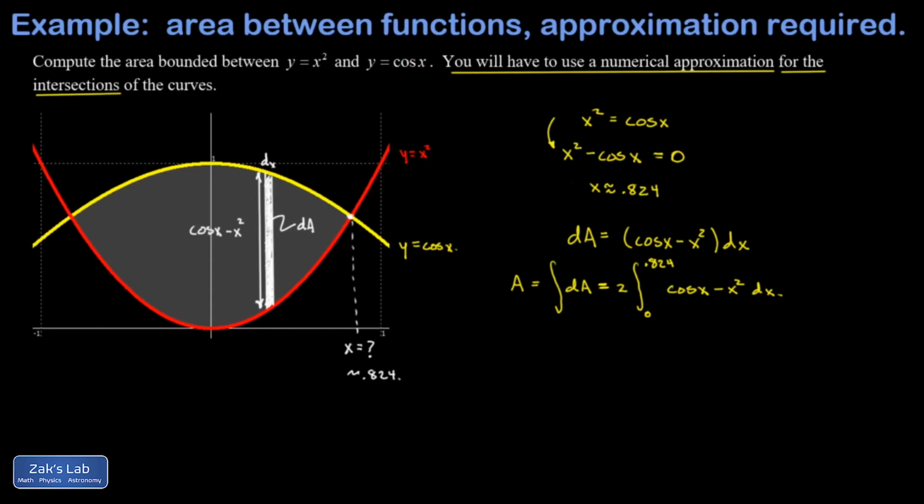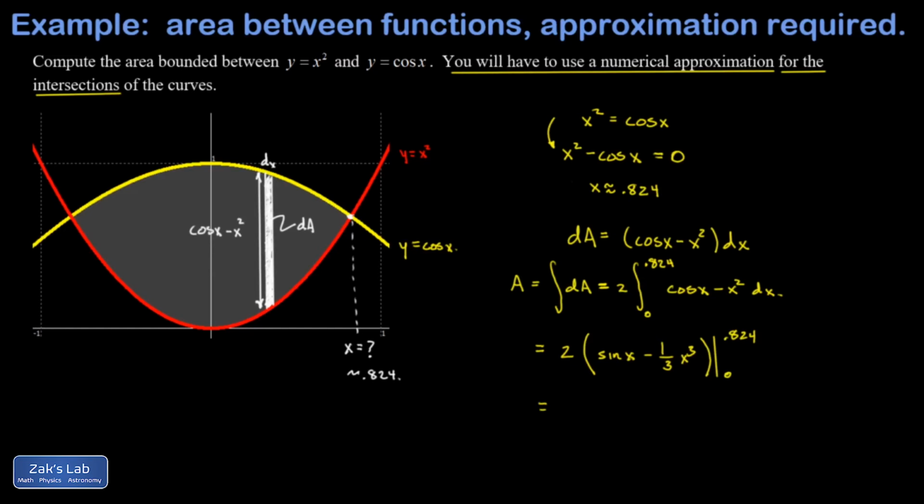And at this point, you might argue that I'm using an approximate intersection anyway, so I might as well use a computer to get an approximate result of the integral. But it would be a shame to miss out on guessing the antiderivatives here, so I'm going to do that. So I get twice sine x minus 1/3 x cubed. And this is evaluated from 0 to 0.824.